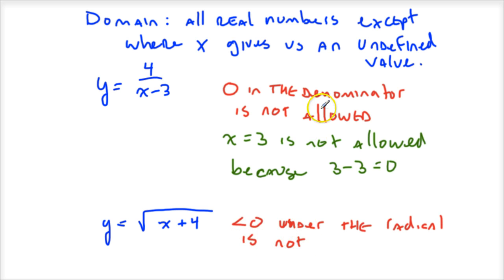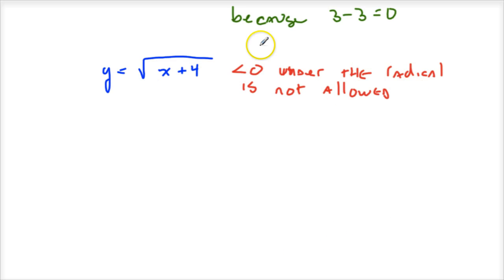So just like up top here, 0 in the denominator is not allowed. We'll say less than 0 under the radical is not allowed. So now I'm going to look at this and I'm going to say which numbers give me 0. Negative 4 would give me 0, right? Because negative 4 plus 4 would give me a 0. And so that number is allowed. So x equals negative 4 is allowed under there.